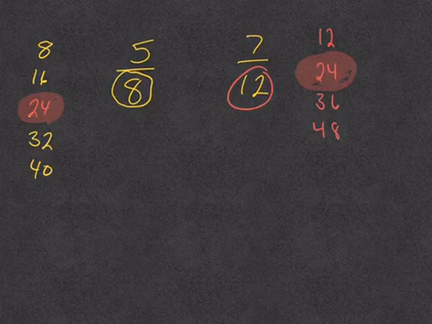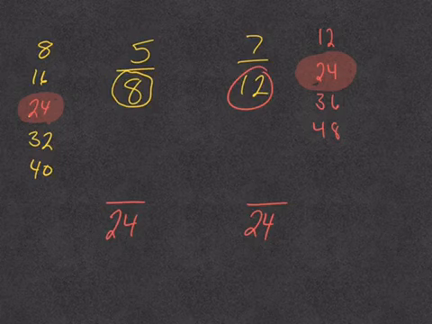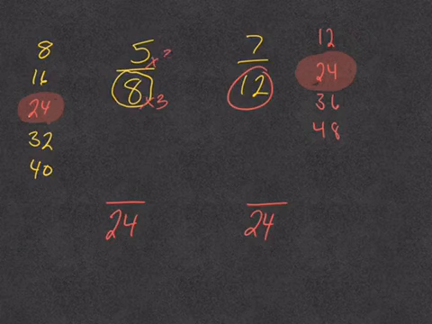So again, this is just going to make my fraction a little bit smaller, because now my new denominator is going to be 24 for each of these fractions. So now I'm going to do the same steps I did in the previous strategy, just with 24. So how did I get from 8 to 24? Well, I had to multiply by 3. Whatever I do on the bottom, I must do on the top. 5 times 3 is 15.